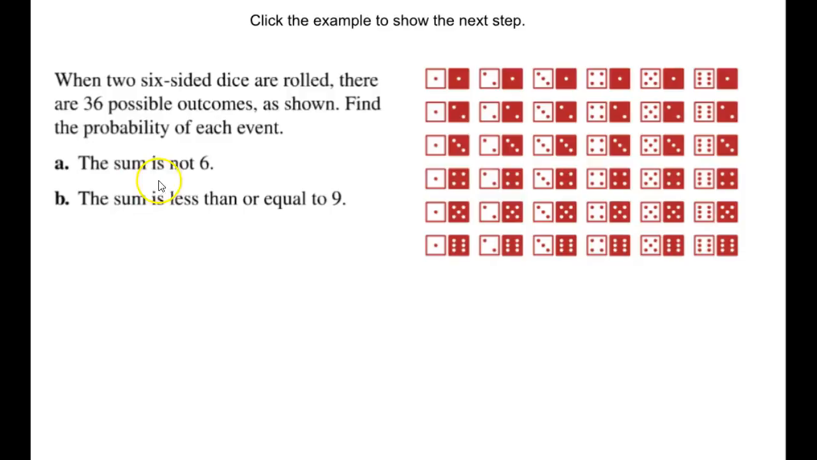So the first one is the sum is not 6. So I could go through and I could count every single time that the sum is not 6 and figure that out. Or since I know that it'd be easier to figure out how many where the sum is 6, I can find the complement there. So let's go ahead and find where my sum is 6. So it's right here, right? And I can continue going here. Those are all of my possibilities where the sum is 6.